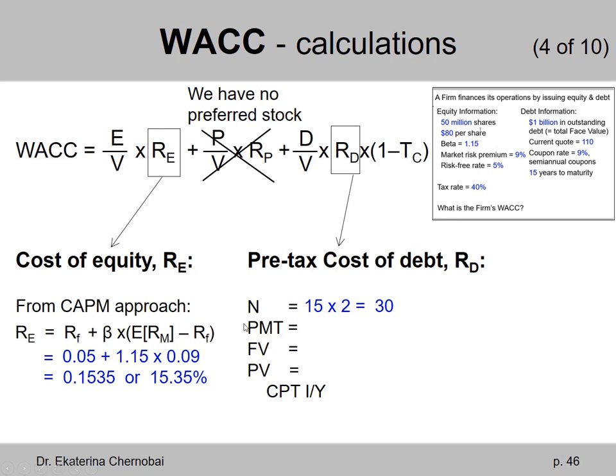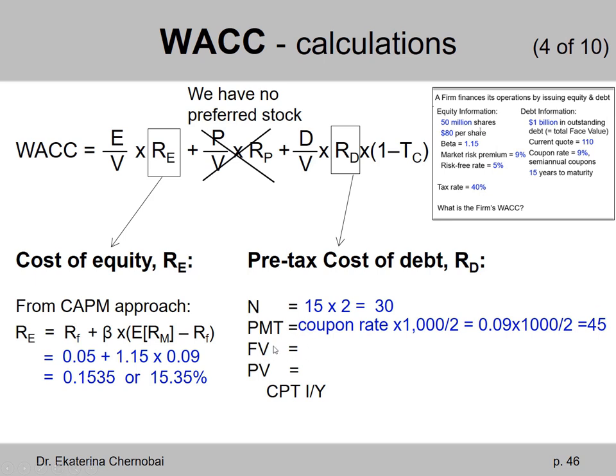Next, PMT, that's the coupon. Because of these semi-annual coupons, we need to find the semi-annual coupon amount. Per year, it's coupon rate times 1,000. The coupon rate is 9% given. When multiplied by 1,000, it gives $90. Then we divide it by 2, which gives $45 per half a year.